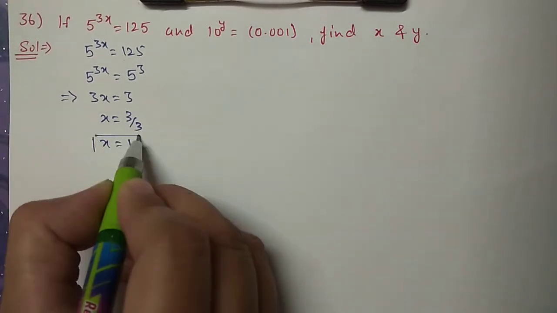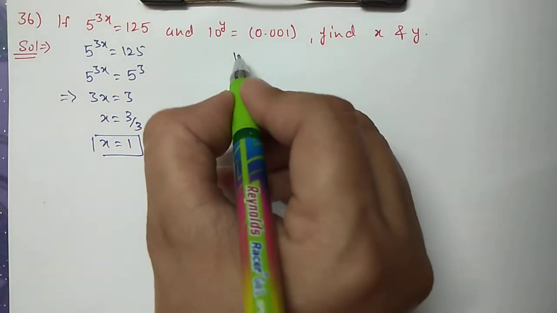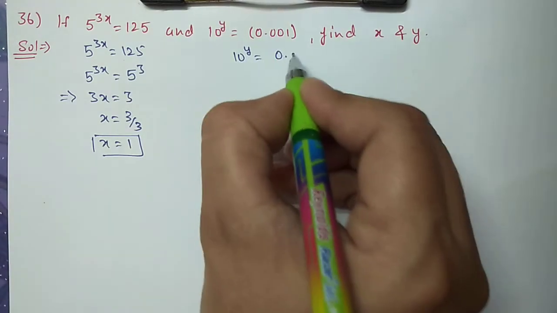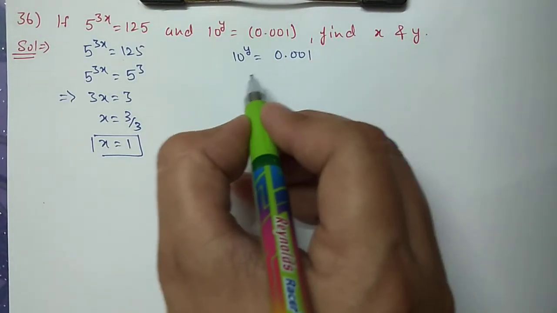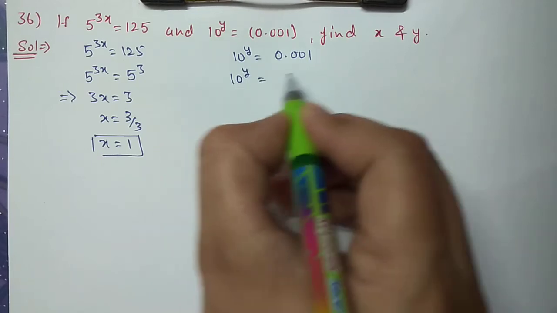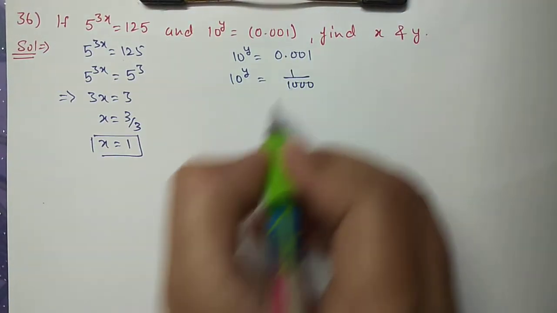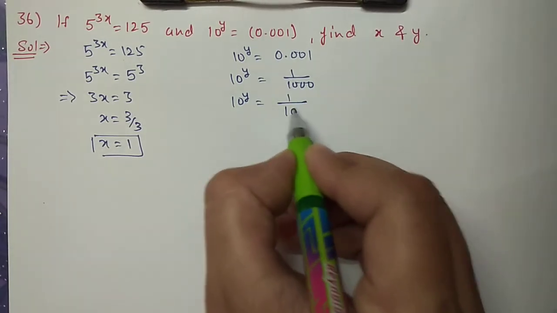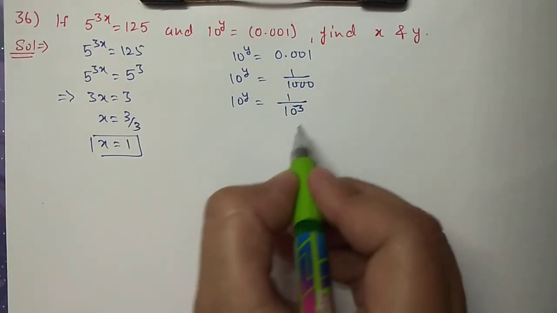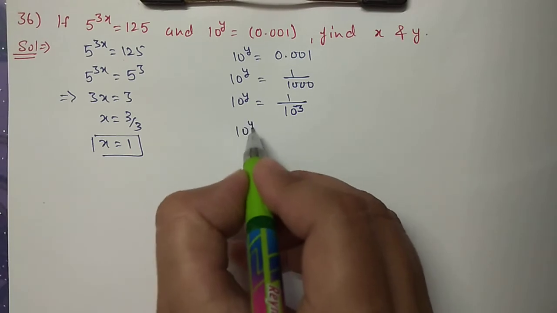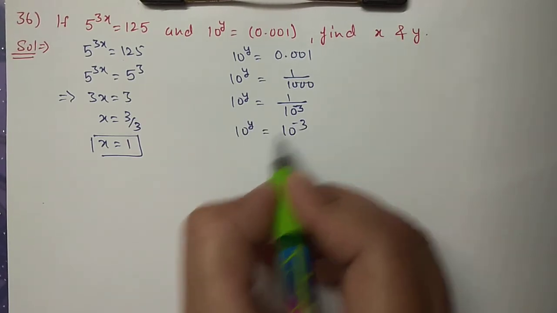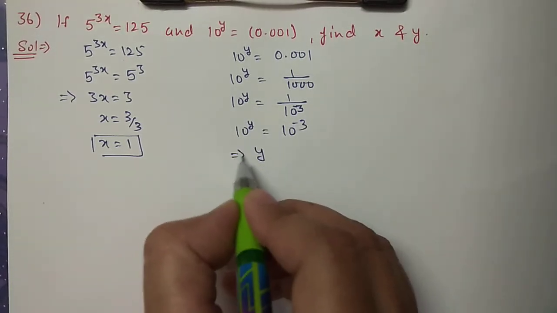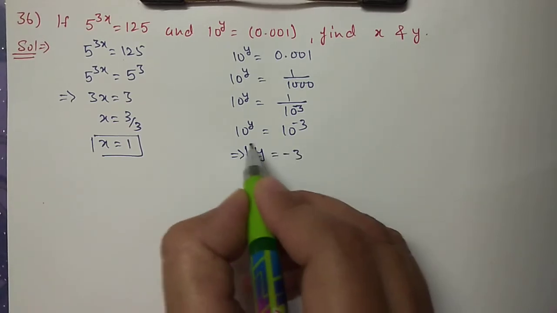x value is 1. From the second one, 10 to the power y is equal to 0.001, which you can write as 1 by 1000. And 1000 you can write as 10 to the power 3. When you shift it up, it will become minus 3. So y value will be minus 3.